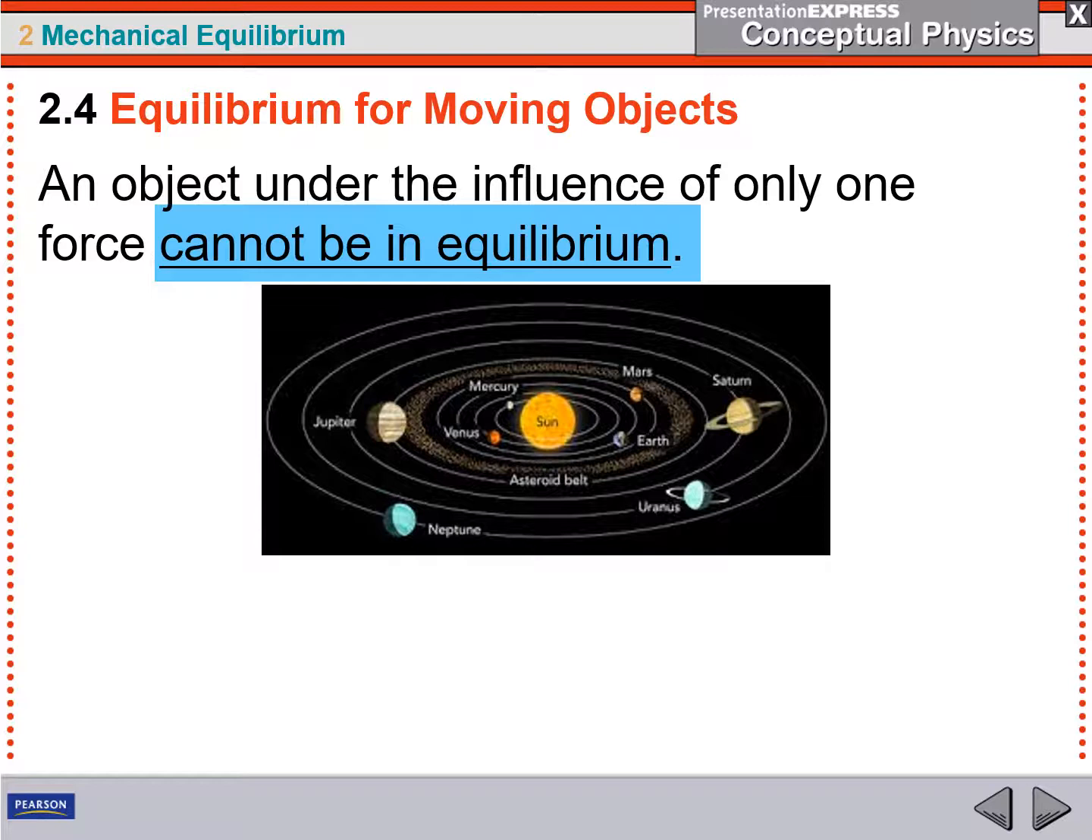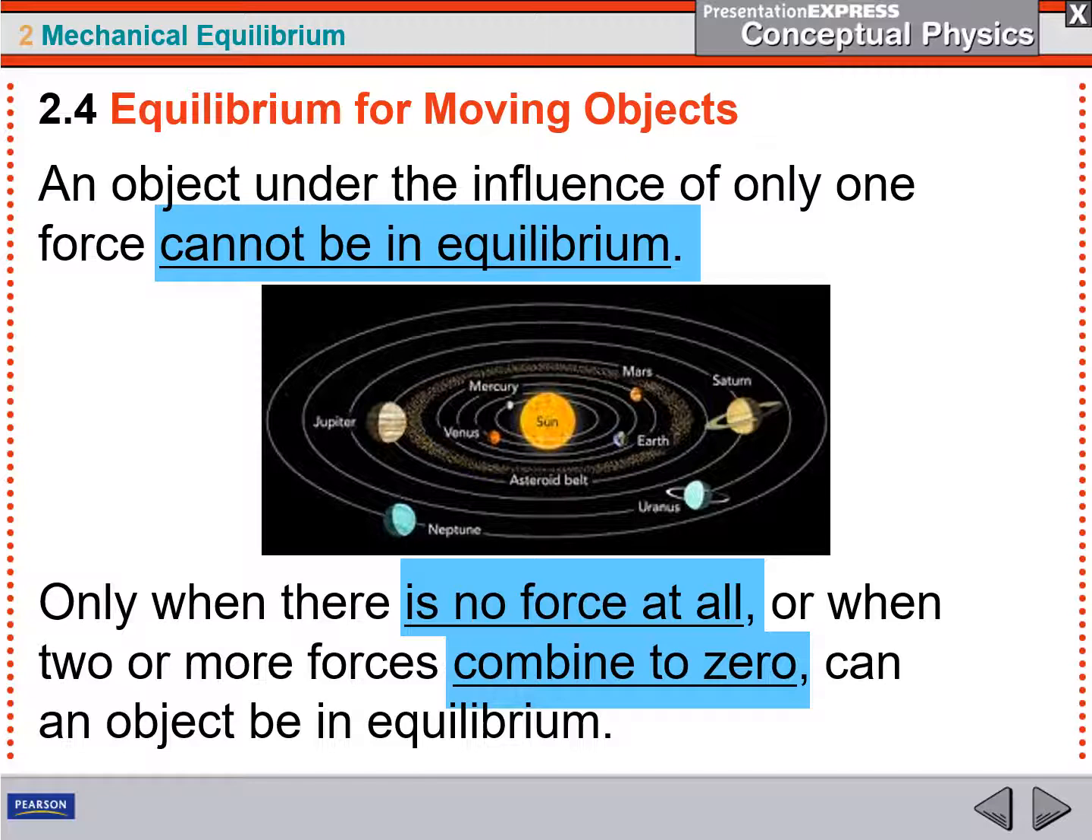Now, if there's only one force acting on an object, it cannot be in equilibrium. The only way to be in equilibrium is if you have 2 or more forces that add up to 0. Shown here is a diagram of the planetary system that we call our solar system, and the planets are going around the sun because gravity is pulling on them. You'll notice the planets are not going in a straight line. Since they're not going in a straight line, they must not be at equilibrium.